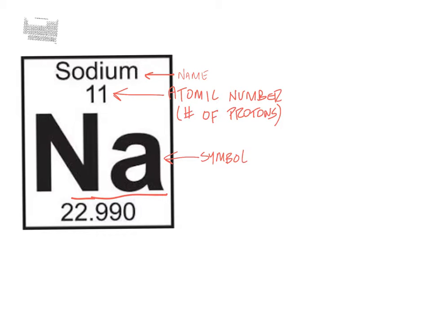That brings us to this number here. What does this number, 22.99, mean? This is the atomic mass of this particular element, or the atom that makes up this element. Let me just draw this out. Atomic mass. Now, what makes up the atomic mass? Well, if we take a look at what makes up the atom, I'm going to draw this really bad looking model of the atom here.